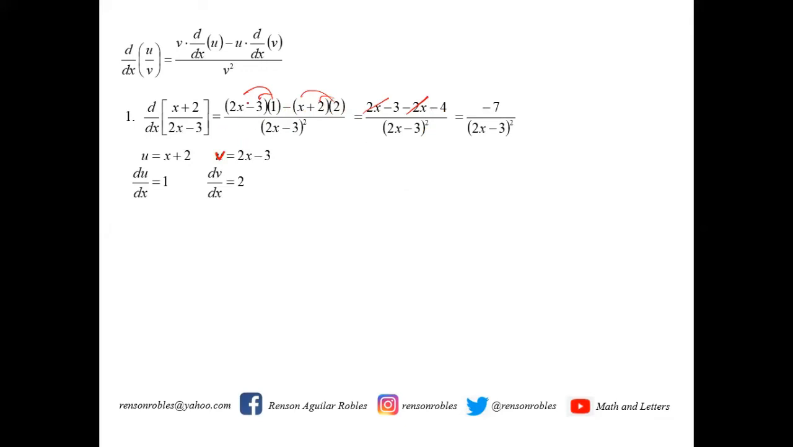Again, from this example, we will generate a special formula for the derivative of this function, say ax plus b all over cx plus d. And then applying the principle, you have v, cx plus d, times the derivative of u, and that is a. And then minus u, that's ax plus b, times the derivative of v, the derivative of cx plus d, which is c, all over cx plus d to the second power.